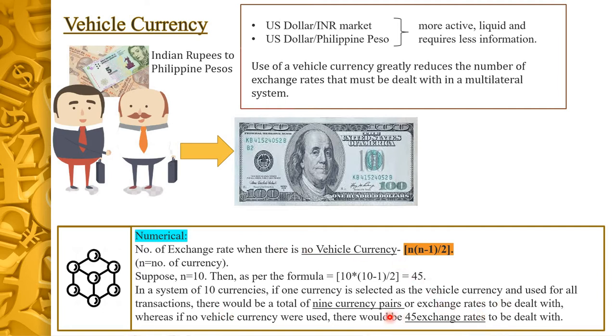How did we come to this 45? We have a small formula for that. n multiplied by (n minus 1) divided by 2. Your n is the number of currencies, which is 10 here. So as per the formula, we have 10 into 9 by 2, which is 45.